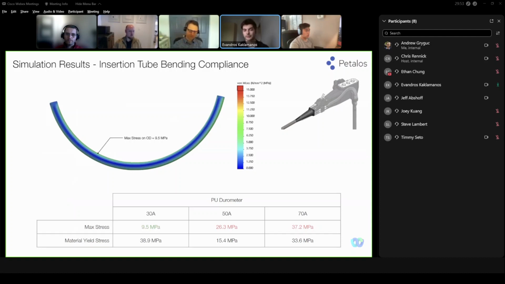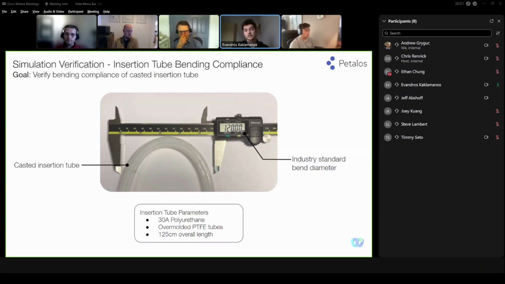If the material were to surpass the yield stress, it would undergo permanent deformation and transition to plastic behavior, which is undesirable. Once we reached the prototype manufacturing stage, we used these results to inform material selection. We were able to verify our simulation results by performing a bend test and observed no forms of plasticity or yielding with 120 millimeter bend diameter.